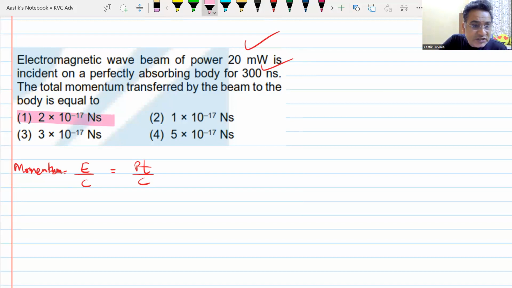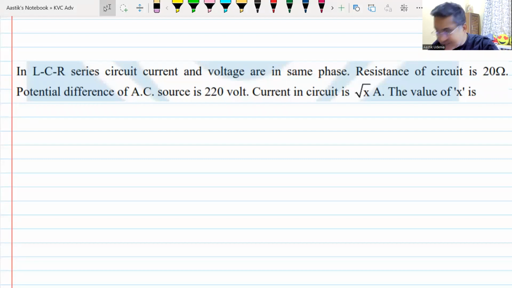This is from 31st Jan, shift 1. The last question for the day and the last question for electromagnetism. In an LCR circuit, current and voltage are in the same phase. The resistance of the circuit is 20 ohms. See, such questions are coming in JEE. This is not even worthy of class 10th, maybe class 8 or 9. The potential difference of the AC source is 220 volt. The current in the circuit is root over X amperes. What is the value of X?